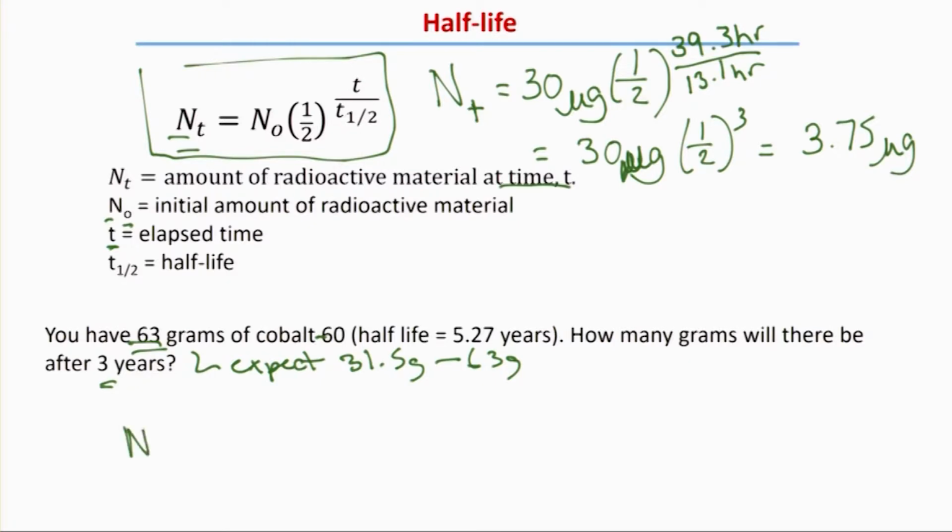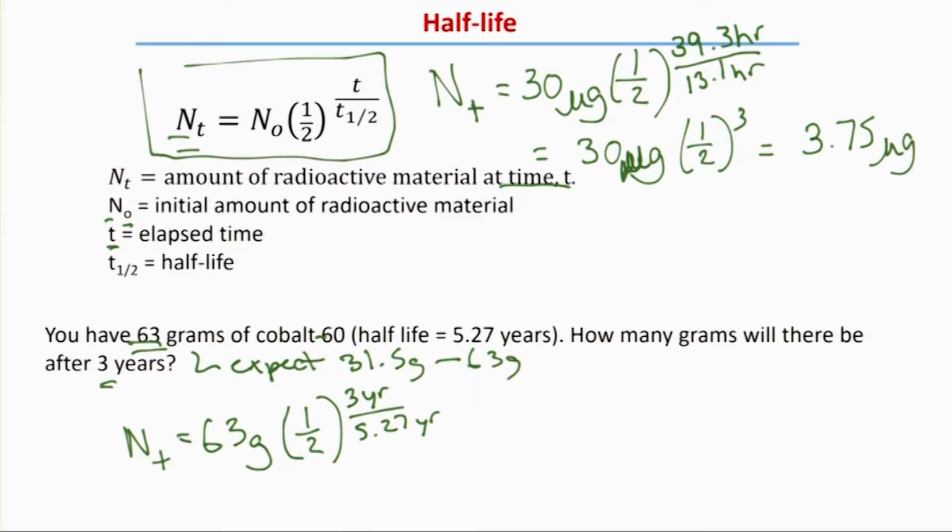So N_t, the amount at time t at 3 years, is what we are solving for. Our initial amount is 63 grams. And the rest of this we're going to plug in there. 1/2, and then the number of half-lives we're going to get is t, so this is 3 years, and the half-life is 5.27 years.